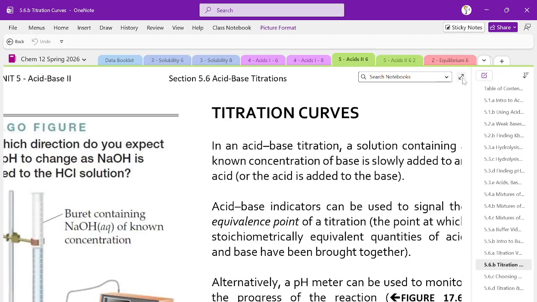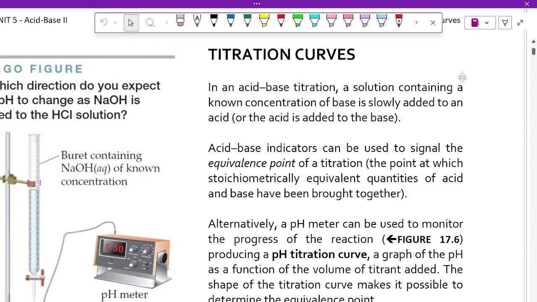We've already talked about titrations in the solubility unit, and we have talked about equivalence point. Tell your partner what the equivalence point is.